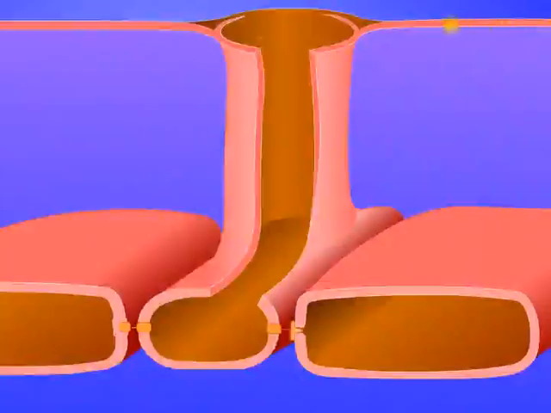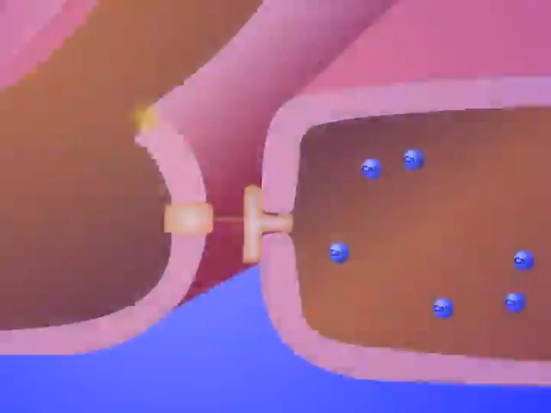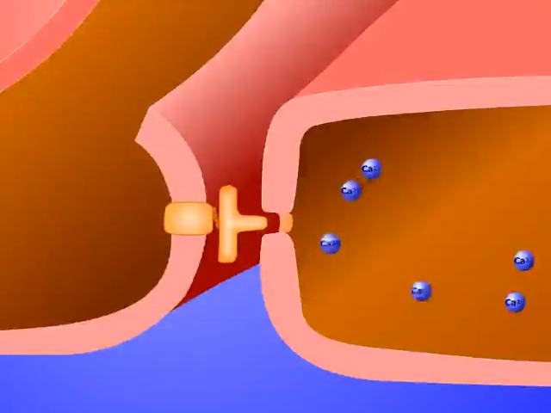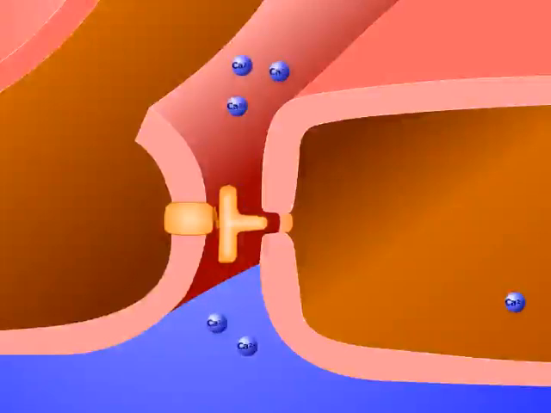The action potential travels down the T-tubule and activates dihydropyridine receptors. These receptors pull the junctional foot processes to open ryanodine calcium channels in the sarcoplasmic reticulum. This causes calcium ions to leave the terminal cisterna of the sarcoplasmic reticulum.